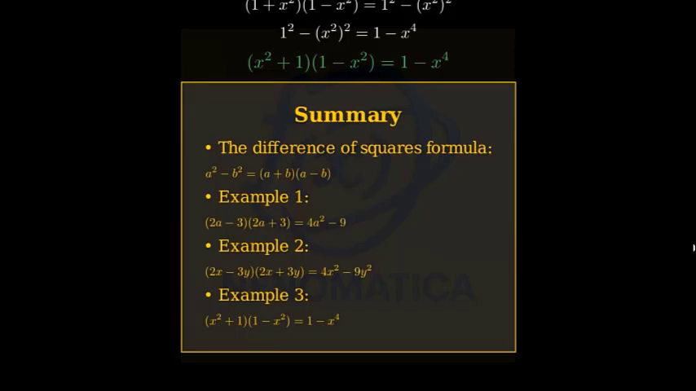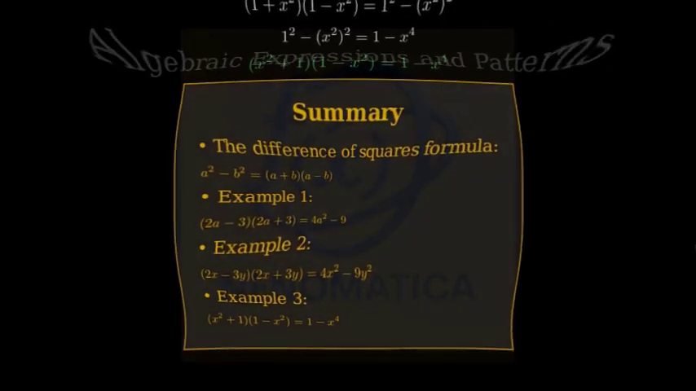Example 1, 2a minus 3 times 2a plus 3 equals 4a squared minus 9. Example 2, 2x minus 3y times 2x plus 3y equals 4x squared minus 9y squared. Example 3, x squared plus 1 times 1 minus x squared equals 1 minus x to the fourth power. Remember, whenever you see expressions in the form of a plus b times a minus b, you can quickly calculate the result using the difference of squares formula.